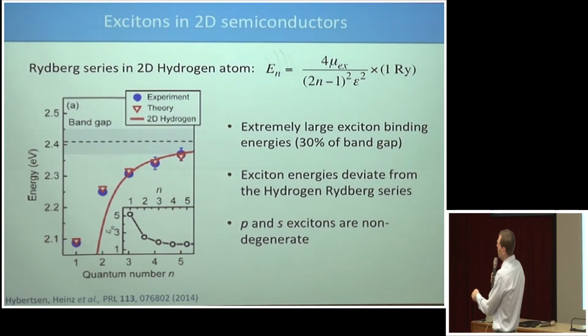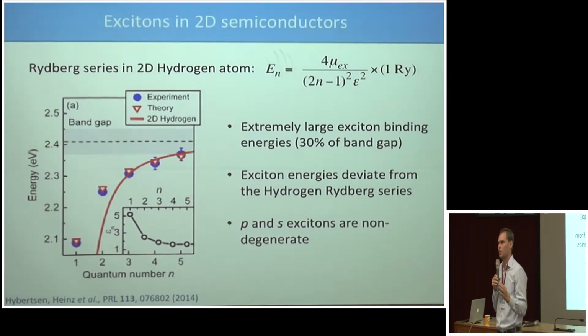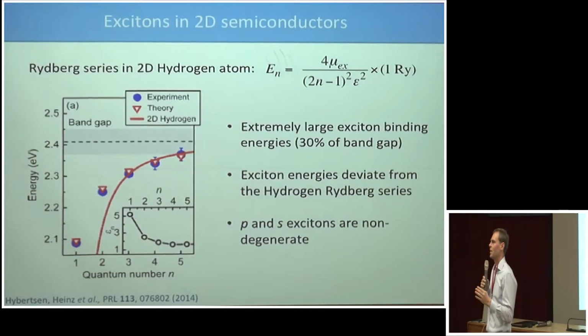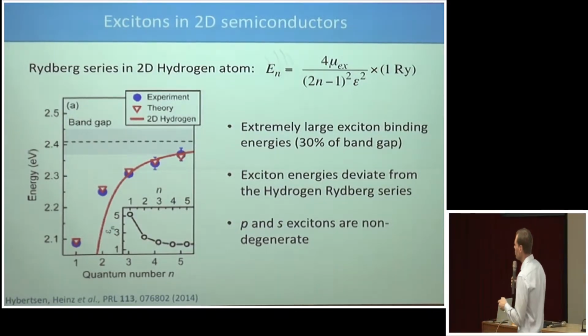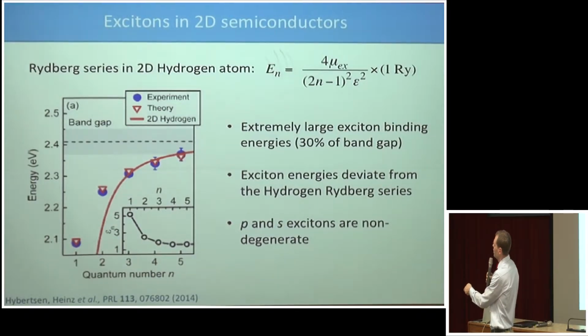The interesting thing here is that if you take the standard 2D hydrogen model, you get this continuous curve here. So the excitons in this two-dimensional material cannot be described by the standard hydrogen model. So what we ask ourselves is, can we come up with a better description? In this case, they basically fit it, and in order to fit these, you have to use a dielectric constant that depends on n.